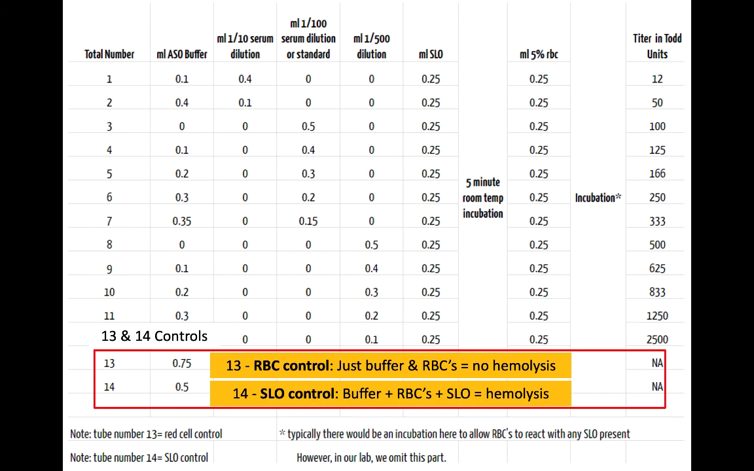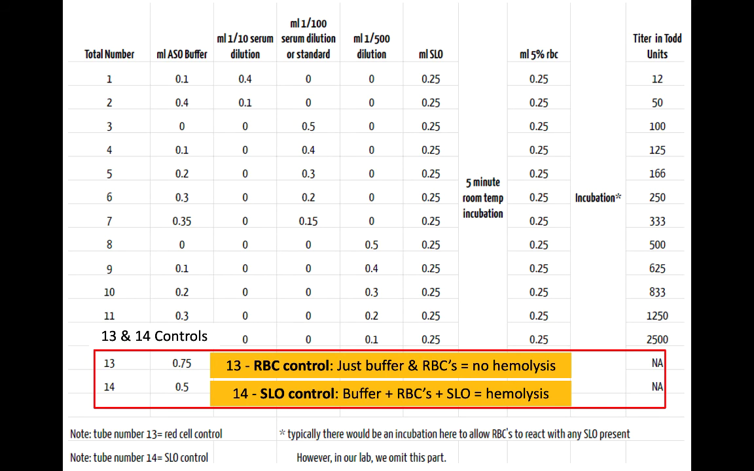Tube 14 is the SLO control buffer. The SLO is the streptolysin O. Remember, that's a reagent that we add. And we want to make sure it works, right? Like, what if the SLO was outdated and it wasn't able to hemolyze red cells anymore because it's too old, or it's sat out, or who knows what? So you set up tube 14 in order to make sure that your SLO is still functioning.